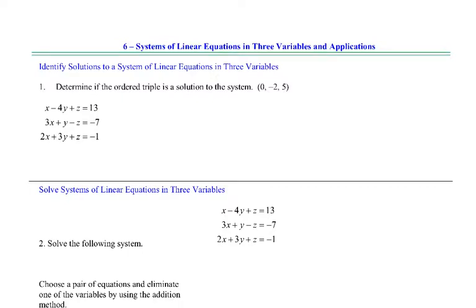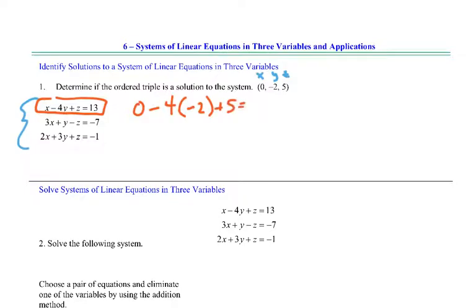Our example is determining if the ordered triple is a solution to the system below, which is these three equations. The ordered triple that we are provided is 0, -2, 5. So 0 is our x coordinate, -2 is our y, and 5 is our z. We take each of those values and substitute them into the three equations. I'm going to do this first one. We substitute in 0 for the x, -4 times our -2 for y, plus our z, which is 5. Does that equal 13?